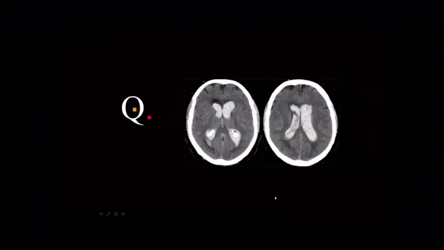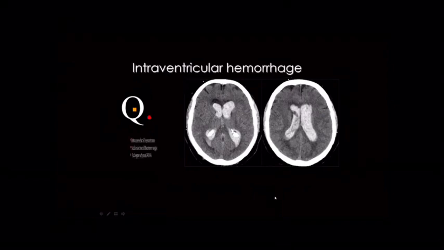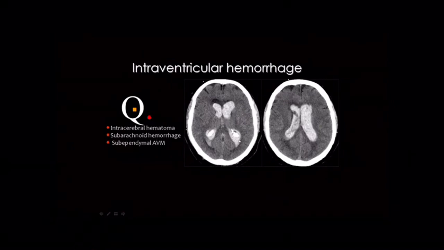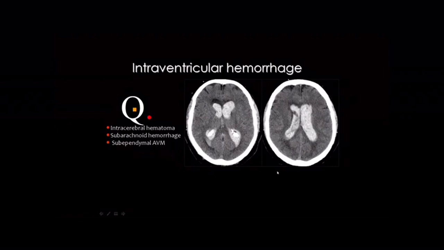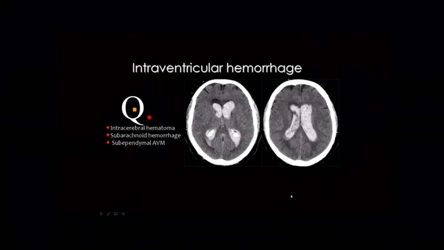Intraventricular hemorrhage. Yes, intraventricular hemorrhage has three underlying causes. Number one is the presence of intracerebral hematoma that has extended inside the ventricle, or the presence of subarachnoid hemorrhage passing into the ventricle. But whenever you see massive intraventricular hemorrhage with no evidence of intracerebral hematoma or no traces of subarachnoid hemorrhage, then you think of a small subependymal arteriovenous malformation that has ruptured inside the ventricle, producing this massive intraventricular hemorrhage.